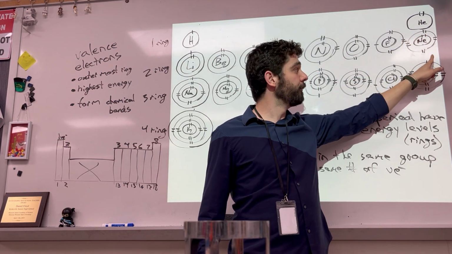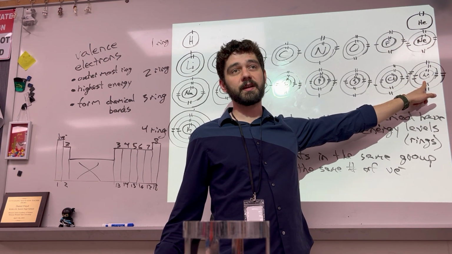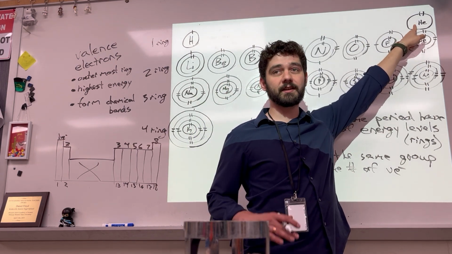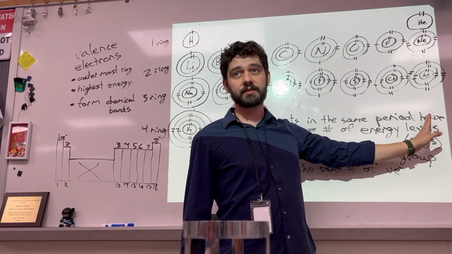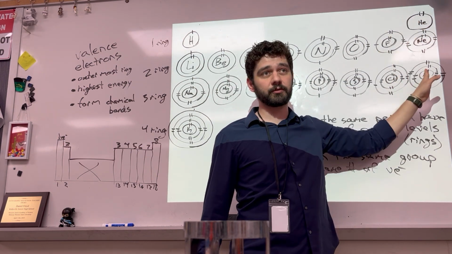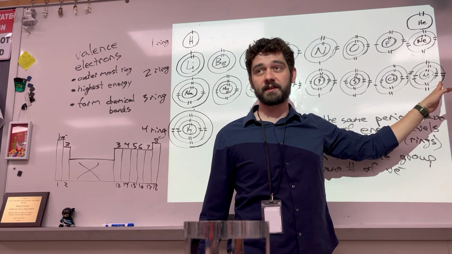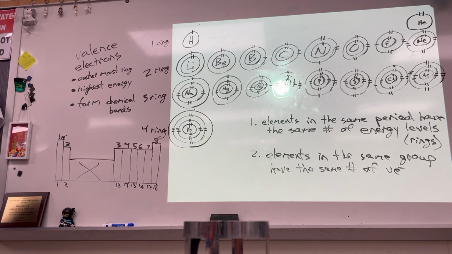When you have a full outer ring, these elements do not form chemical bonds. So because helium has a full outer ring, it does not form chemical bonds, just like the other noble gases. And so in terms of its chemical properties, you could make a strong argument that it should be in this group, because it has similar chemical properties to these elements, even though it technically doesn't have 8 valence electrons. So 8 for the noble gases except helium. Are we okay with this? Questions? Okay, I want to show you one more pattern.